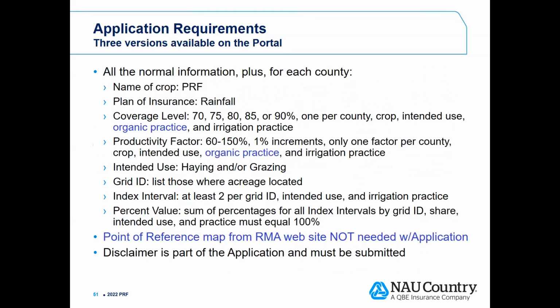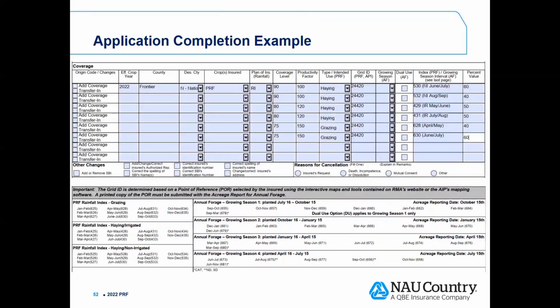Application requirements: fill out the application in its entirety, PRF, rainfall, pick a coverage level, pick a productivity factor, pick a type, got to be in at least 2. You don't have to put the point of reference from RMA's website anymore. You can do it out of our website. Mark's going to go over that in a little bit. There is a disclaimer, but that's part of the application and must be submitted. This is an example of a filled out one. I would certainly come back to this presentation and grab it if you're doing your first one this year. It's a good thing to reference back to.